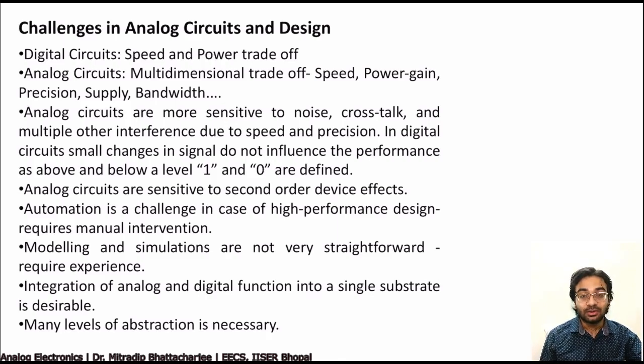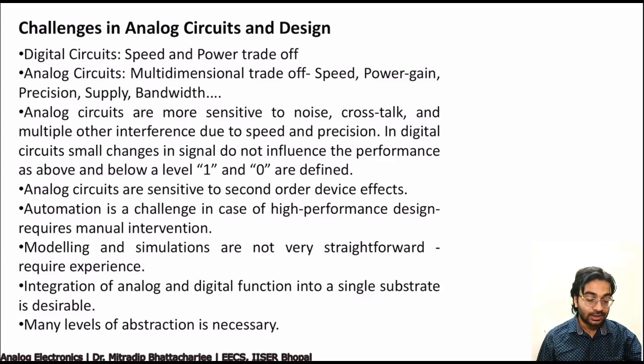There are different challenges also in analog circuits. As I have said, one of the major challenges is multi-dimensional trade-off. In digital circuits, the trade-offs are mostly between speed and power. But in analog circuits, there are multi-dimensional trade-offs like speed, power, gain, precision, supply, bandwidth. Precision means if you need, say, 1 millivolt, it has to be 1 millivolt. You cannot afford even 1.1 millivolt, because a 0.1 millivolt error may get amplified in the output by a factor of 20, 50, 100, depending on the amplifier you are using. So it has to be very precise.